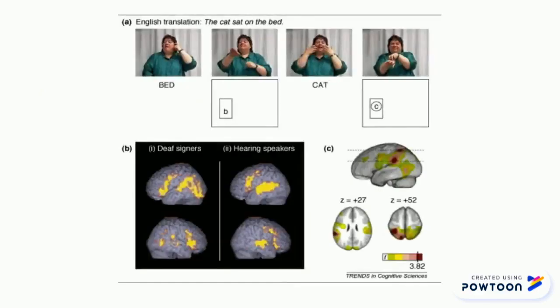The cat sat on the bed. Mnemonics simplify the learning process since there is a clear association between the word and what is experienced.